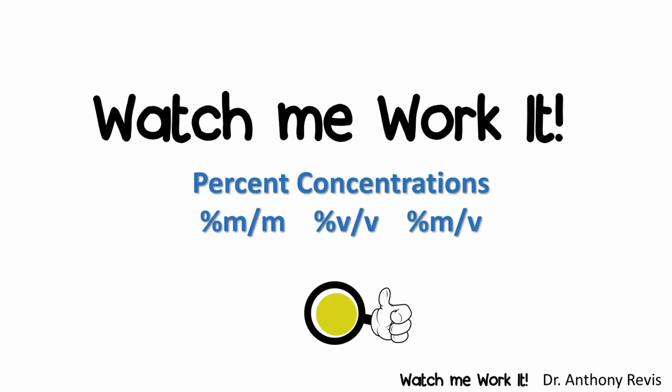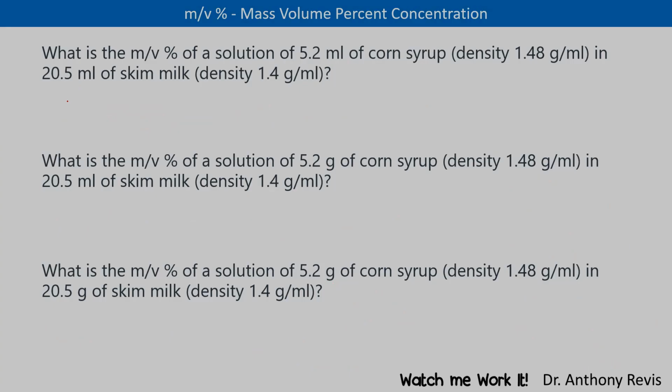Percent concentrations. Let's do some mass volume percent concentration calculations. Let's start with the first problem. What is the mass volume percent of 5.2 mL of corn syrup in 20.5 mL of skim milk, having the densities indicated? So let's set up a mass volume percent.